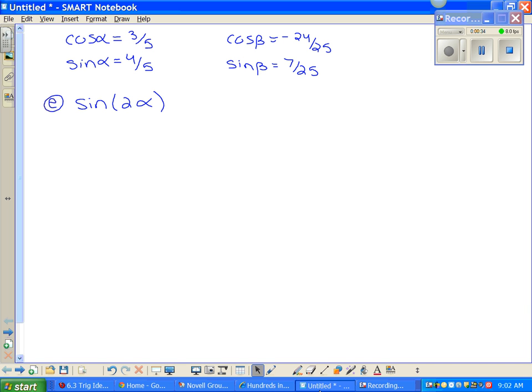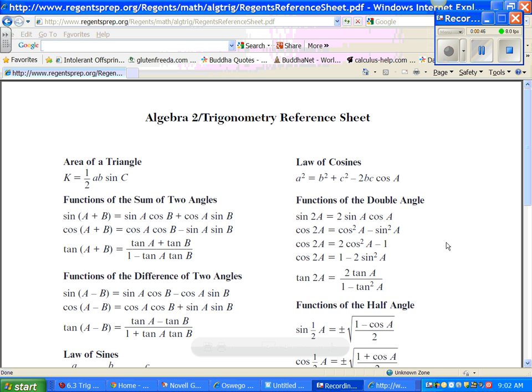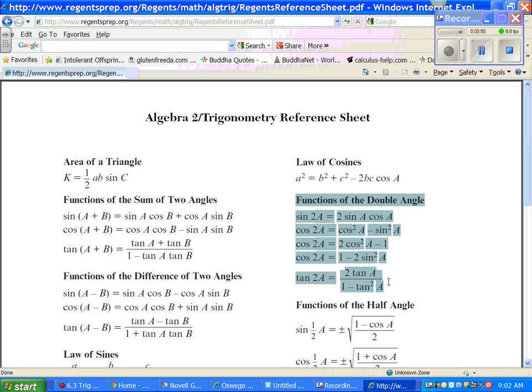Yesterday we did sum and difference of trig identities. Today we are doing double angle. So I want you to find on your reference sheet where it says double angle identities. Okay, so notice we have our functions of a double angle right here. See them? There's a whole bunch of them, right? Notice that for cosine we have 3 of them. We're going to learn when to use which one. It's actually pretty simple to figure out. It's just based on what we know and what we don't know.